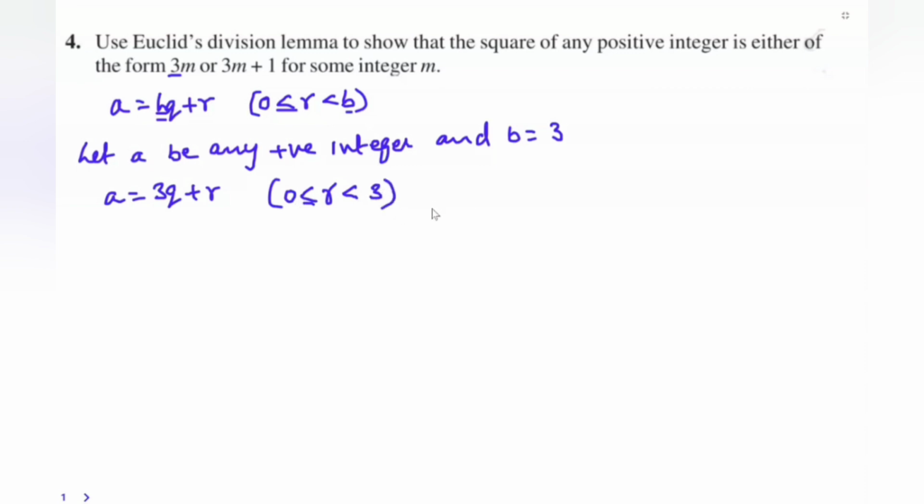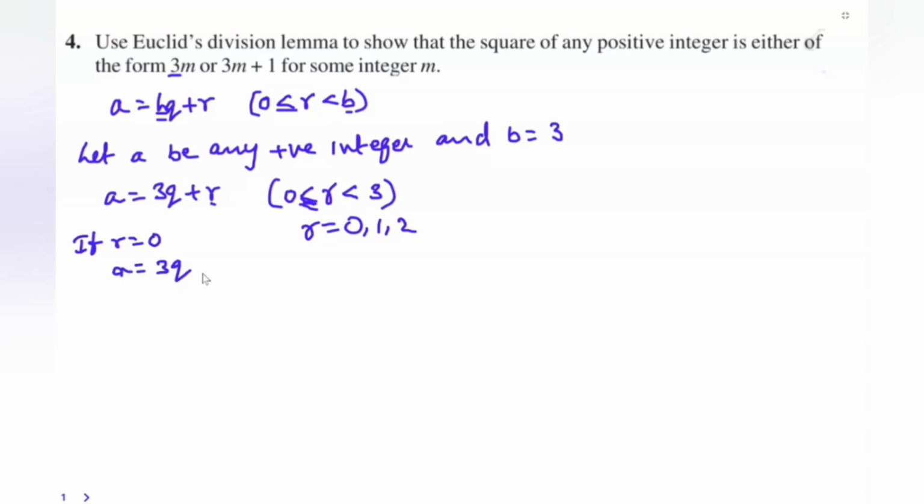So, R can take the values 0, 1 or 2 only, not 3. It can be 0 also because r is greater than or equal to 0. So 0, 1, 2 may be the R values. If R is equal to 0, what happens? Put R is equal to 0 in this. So A is equal to 3Q.